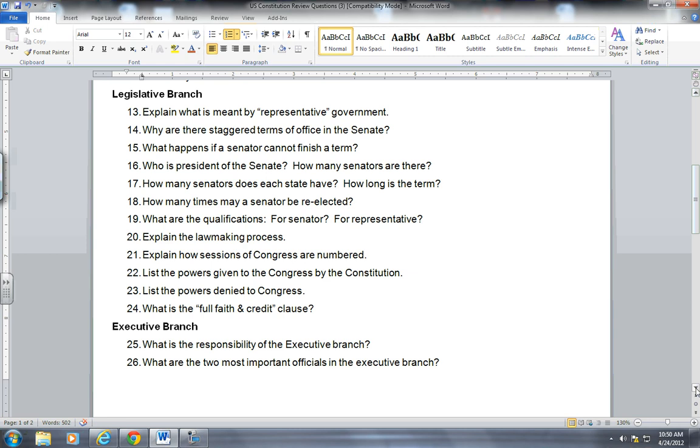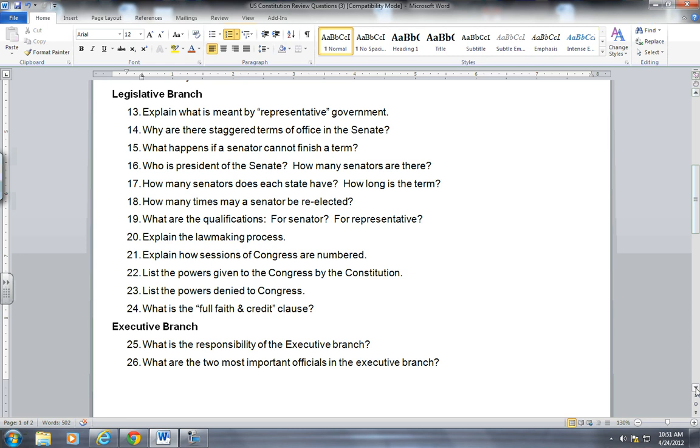16, who is the president of the Senate? The president of the Senate is the vice president of the United States. There are 100 senators in the United States Senate. 17, 2 per state, and their term of office is 6 years. 18, a senator has no term limitations.